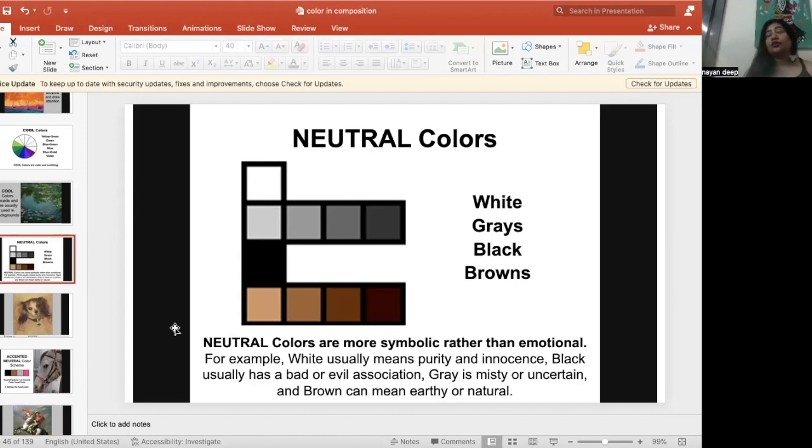Then, on a positive note, neutral color appears to be a very formal color. It makes you feel very organized, very tidy, and a very good play of monochrome can be done with neutral colors.